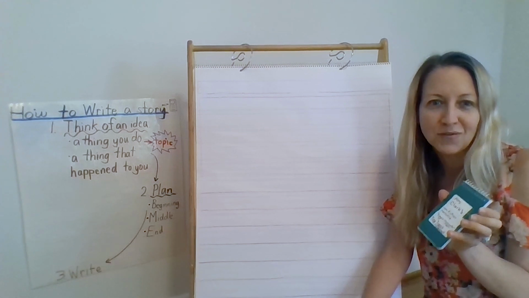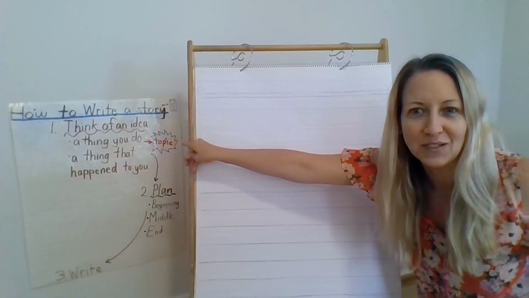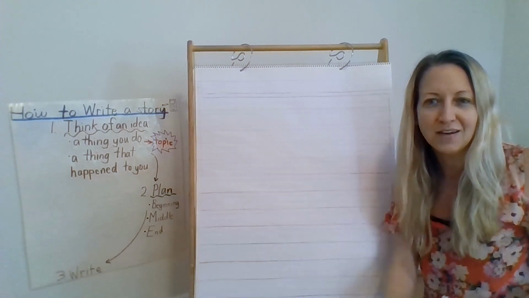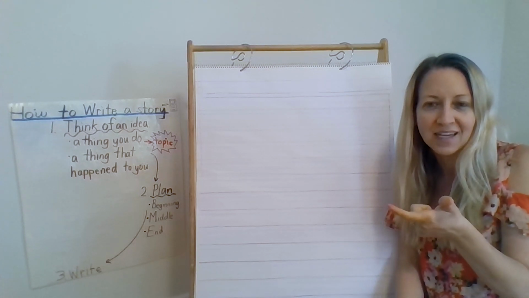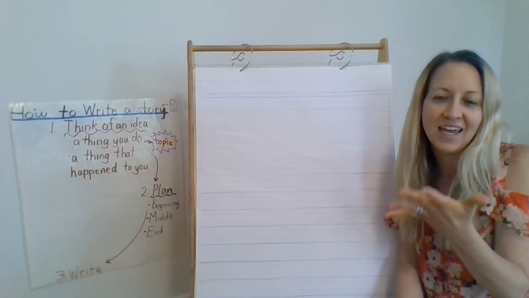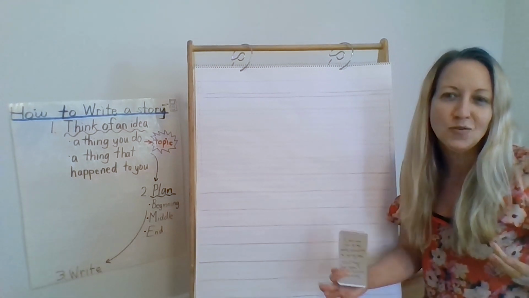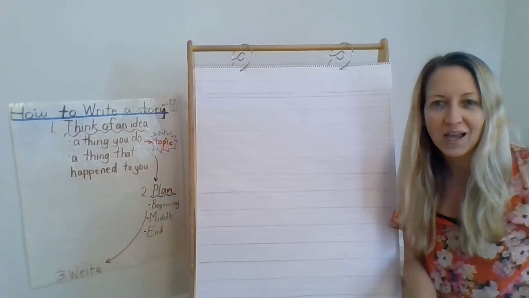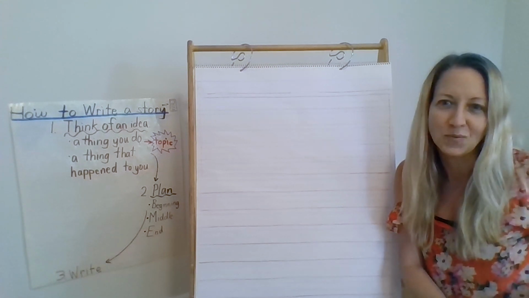Remember, first you think of an idea, something that's happened to you. Then you plan your writing. You think of first what happened at the beginning, then what happened, then what happened next, and then at the end what happened. There could be more than one middle section. And then you write. You write your pictures. You write your words. I'm going to choose a time from my teeny tiny notebook.